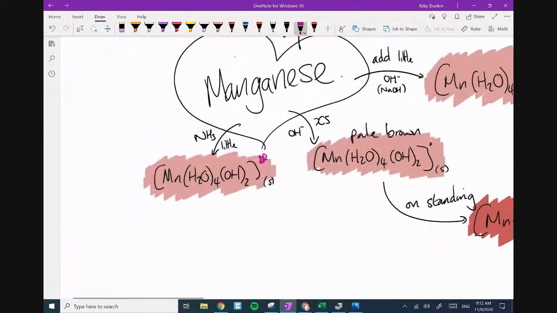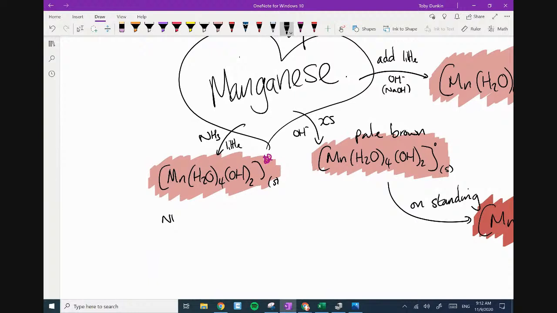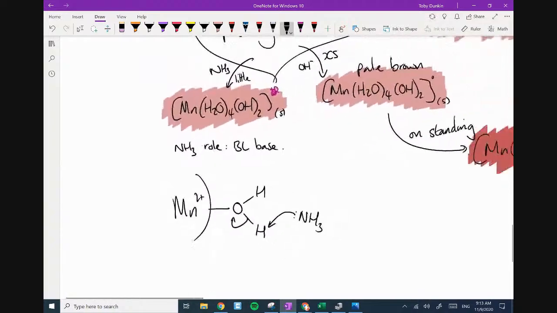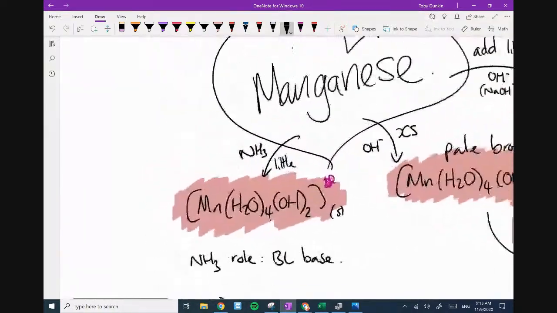And the reason why is because the ammonia's role is a Bronsted-Lowry base. It is removing a H+. Mn2+ has the water molecules, 6 of them bound to it. And in this case, the ammonia is acting as a Bronsted-Lowry base because it's taking a proton. So we've got proton transfer going on. And then we get the excess.